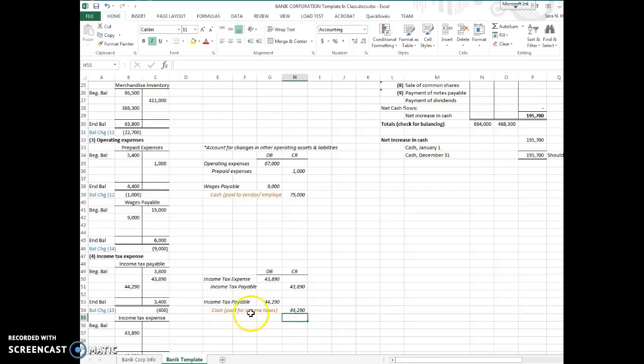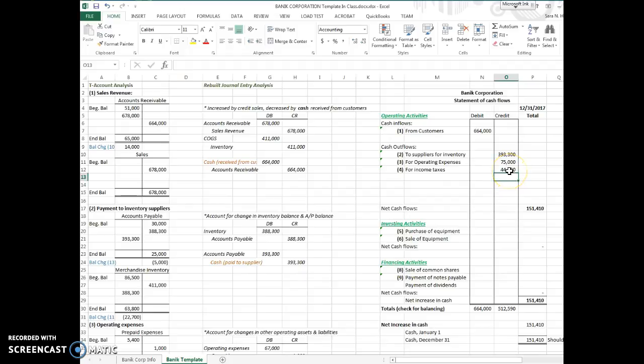So we now have come to the cash paid for income taxes. I filled it in up here in our statement of cash flows. Next, we'll move on to the indirect method.